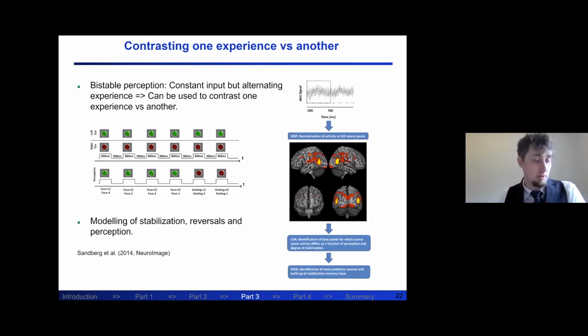And we've examined this in two ways. One is by contrasting one experience to another. And this we can do in bistable perception. This is when you have a stimulus that you can perceive in two ways, but the physical stimulation is the same. So basically, you can control for physical stimulation and just have conscious experience alternating back and forth. And then you can look at the brain activity that alters with the experience.